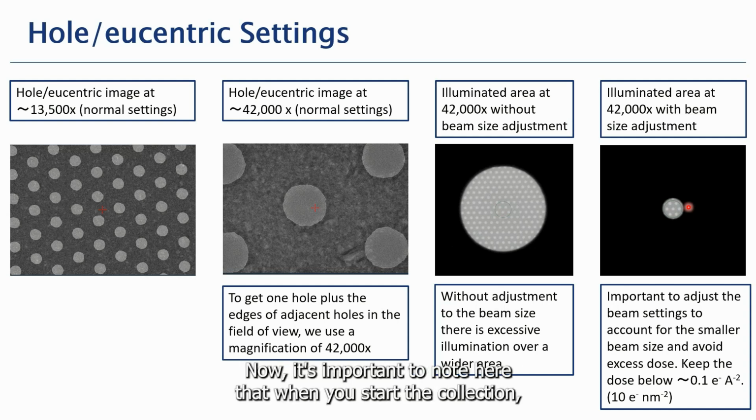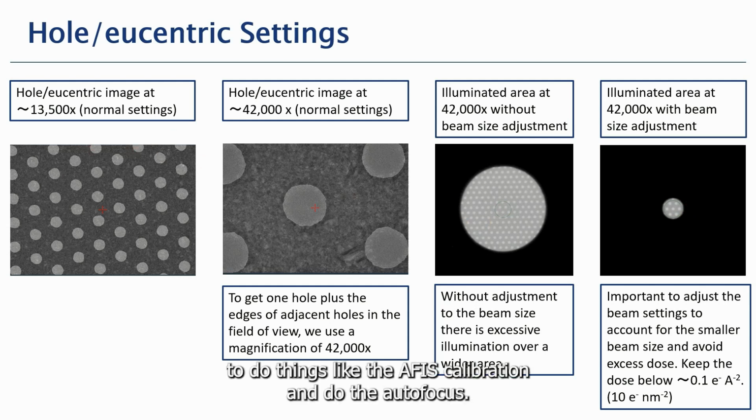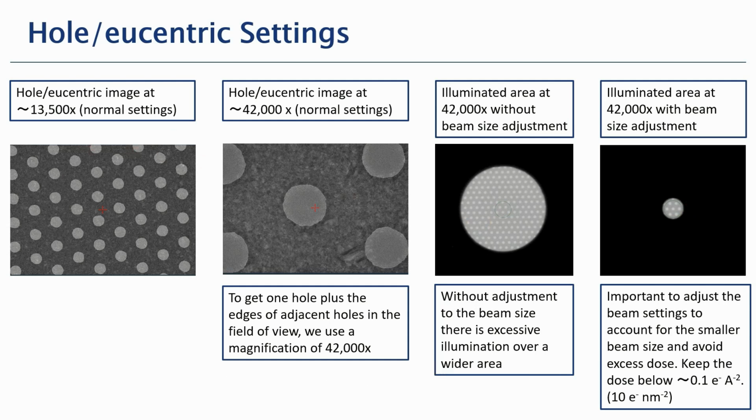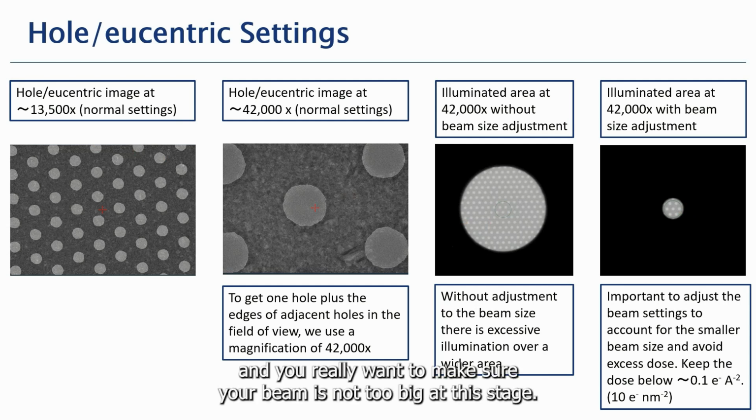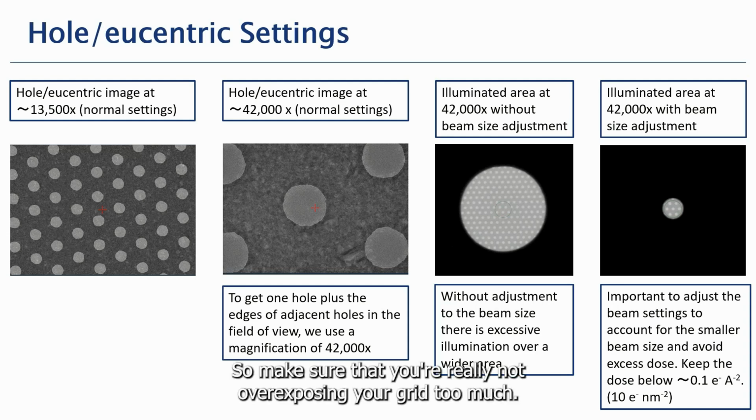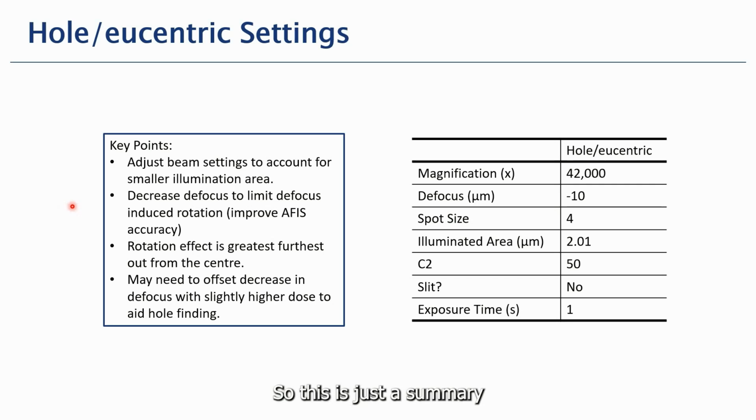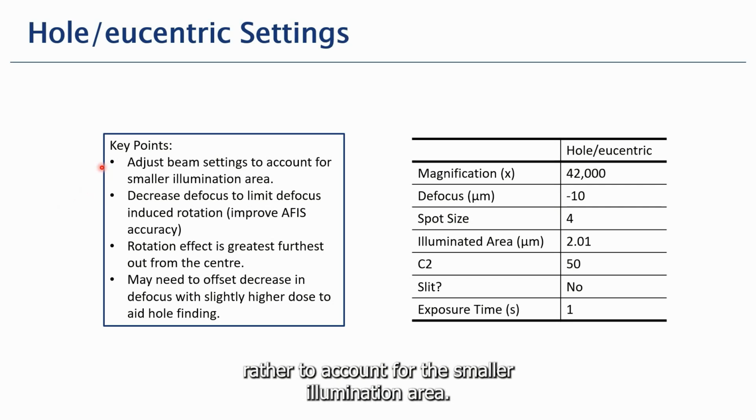Now, it's important to note here that when you start the collection, the microscope is going to take several images at this magnification to do things like the AFIS calibration and do the autofocus. So your start-off area will get a bit more exposed, and you really want to make sure your beam is not too big at this stage to make sure that you're really not overexposing your grid too much. So this is just a summary of basically what I think I've just said. Make sure you adjust the beam settings to account for the smaller illumination area.